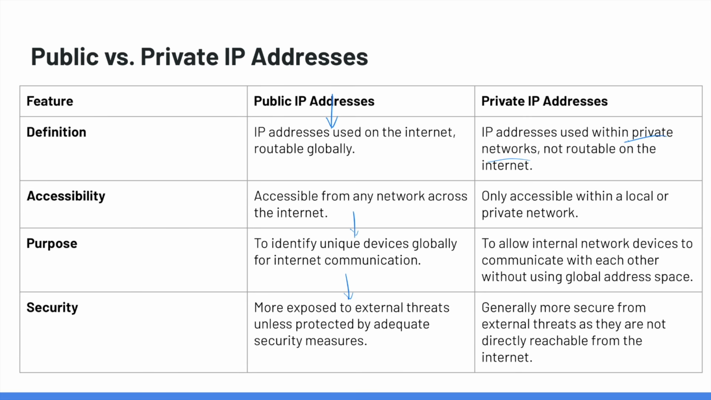Now, private networks are those that are not accessible directly from the internet. They are within your network, and they are those addresses that may be assigned just by your router. So they allow for internal network devices to communicate with each other, but not necessarily to communicate with the global address space. So if you had a private IP address and you're inside a network, then you'd have to go through a router which has a public IP address to communicate with the rest of the world. And again, they're more secure because these private IP addresses are not directly reachable from the internet.